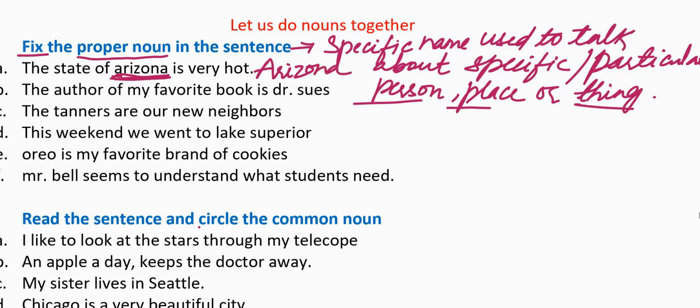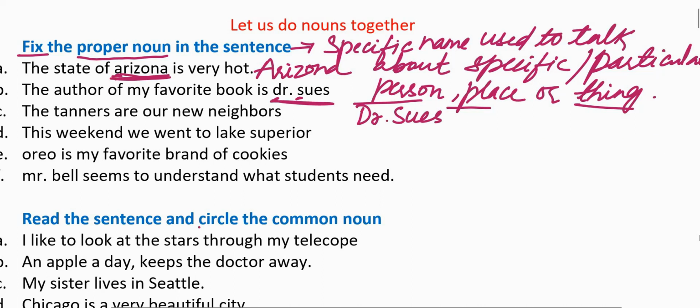Moving to the next example. The author of my favorite book is Dr. Seuss. Can you identify what is a proper noun in the sentence? Dr. Seuss is a proper noun because we are talking about a specific person, Dr. Seuss. As you can see here, they have used small d and small s, which is wrong. We have to use capital D and capital S. Dr. Seuss.